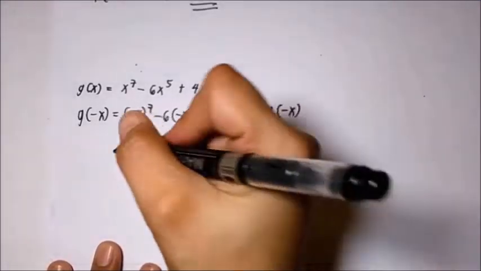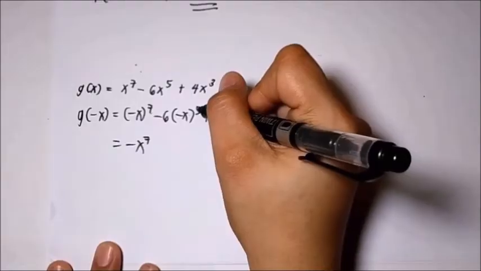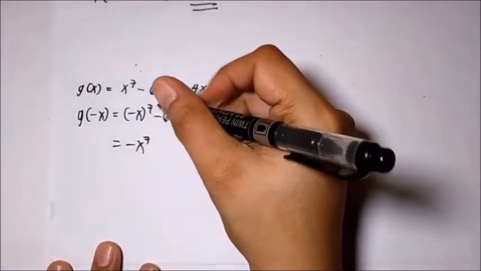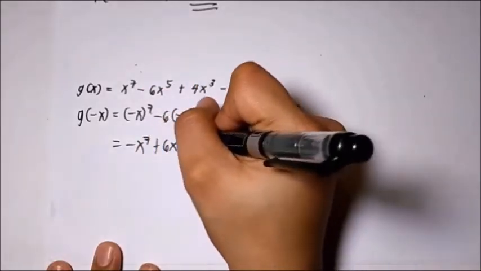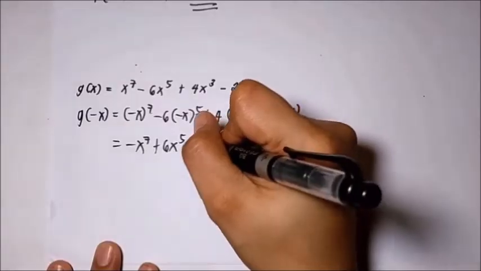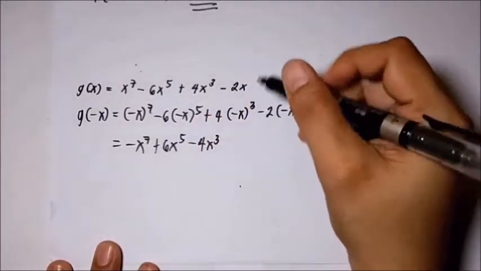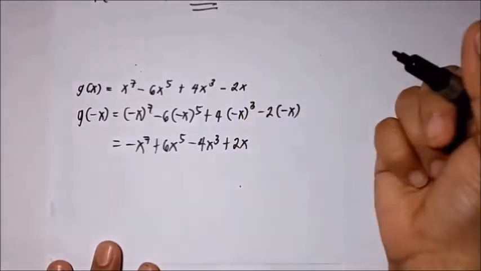So negative x raised to 7 is negative x raised to 7. Negative x raised to 5 times negative 6 is positive 6 x raised to 5. Negative x cubed times 4 is negative 4 x cubed. Negative and negative is positive, so positive 2x.